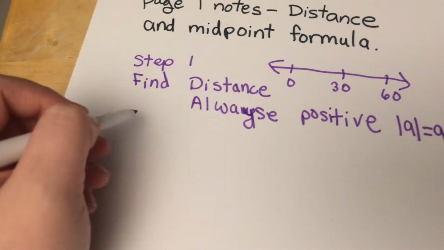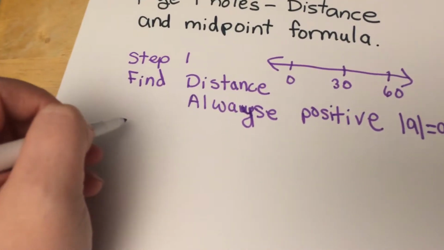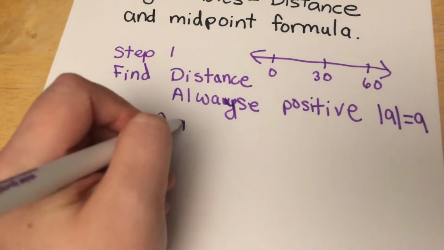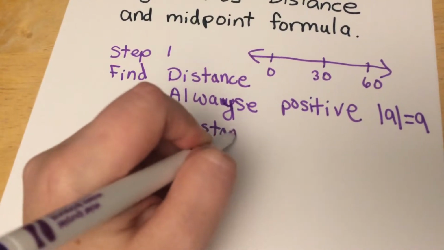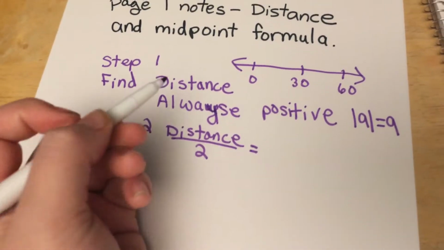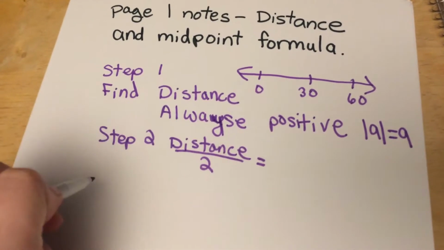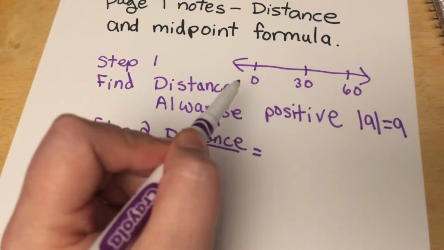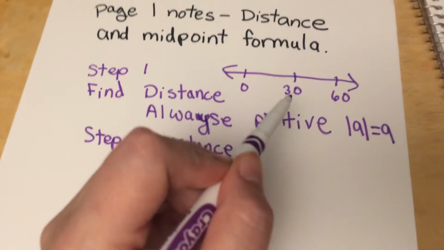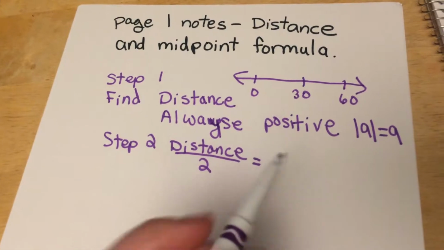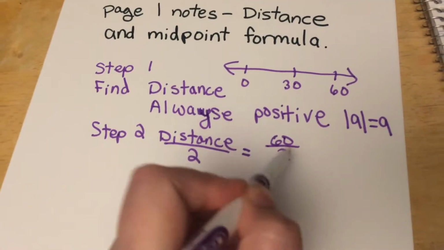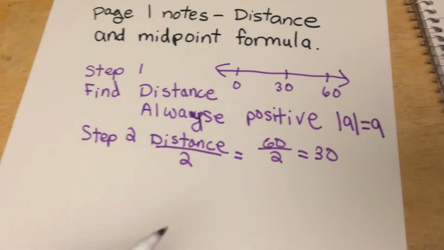Once we found our distance, we said we had to divide it by 2. So step 2 was to take our distance and divide by 2. Our step 3, well, we didn't need a step 3 when we started at 0 because it was 0. So as long as we divided by 2, we got our midpoint. But we discussed another example, and we had to do a step 3.